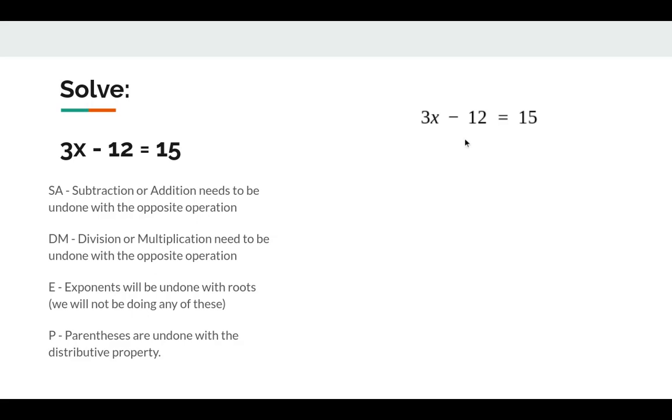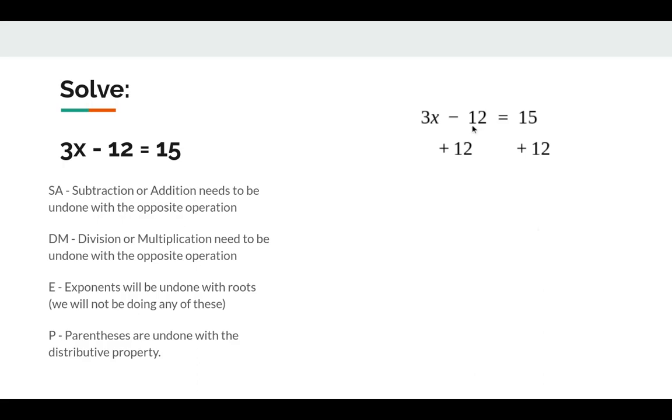So when I look at my problem, I have 3x minus 12 equals 15. So that means minus 12 needs to be canceled out. So what we're going to do is try to get negative 12 or minus 12 to equal 0. So we undo it with the opposite operation. Minus 12 can be undone with a plus 12. So we're going to add 12 on both sides.